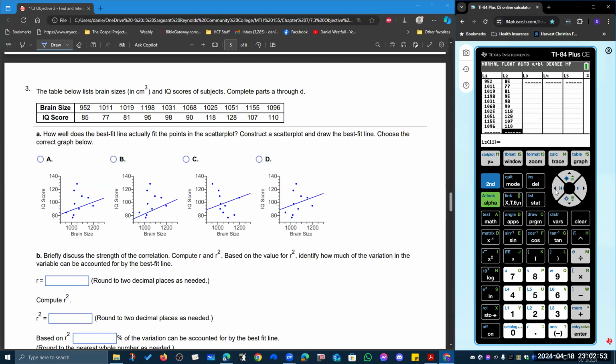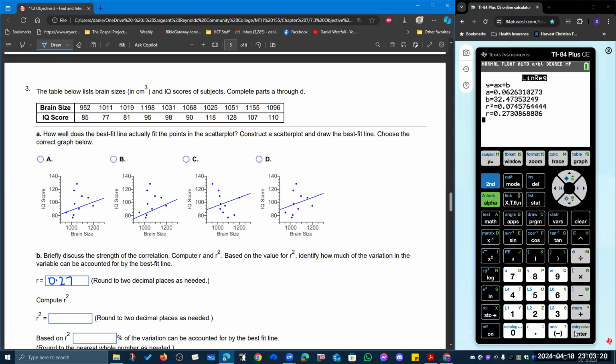And this is trying to see if there is a correlation between brain size and IQ score. So going to stat calc number 4. Let's go ahead and put that regression equation in y1. Let's calculate. Our R value is 0.27. Our R squared value is 0.07.